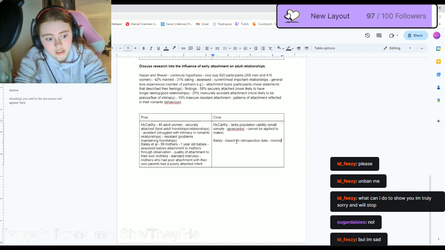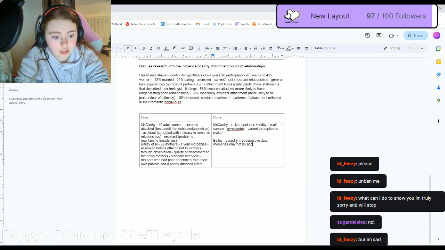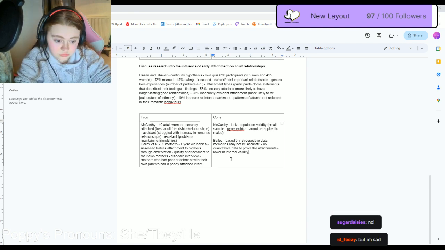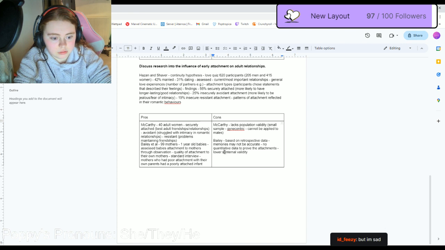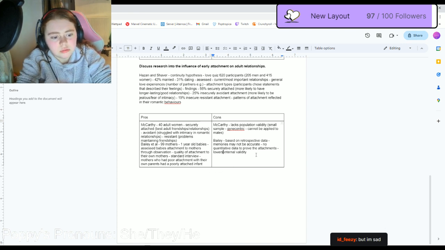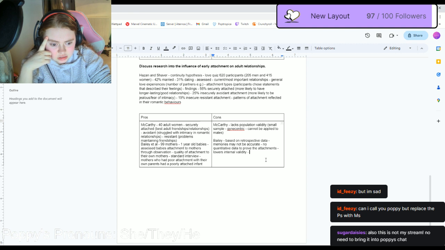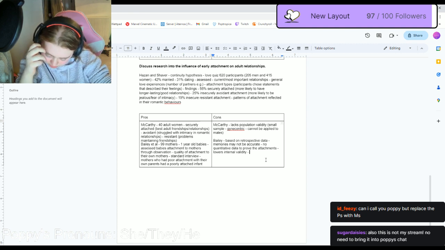Based on ways that may not be accurate, no sensitive data to prove the attachments, lower in internal validity. Lowest internal validity. What's the other criticism I had? Leading questions.